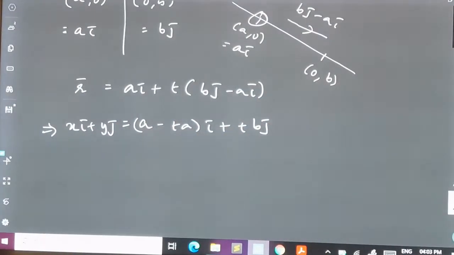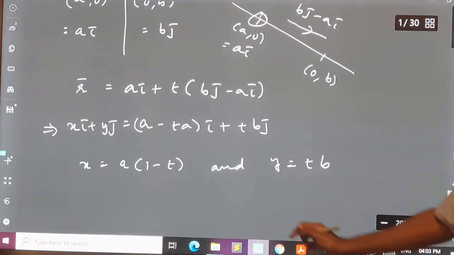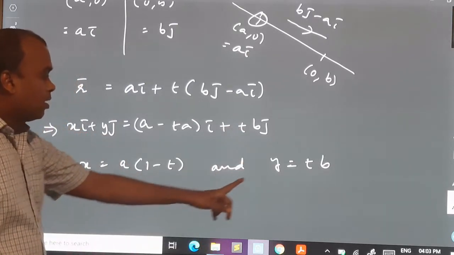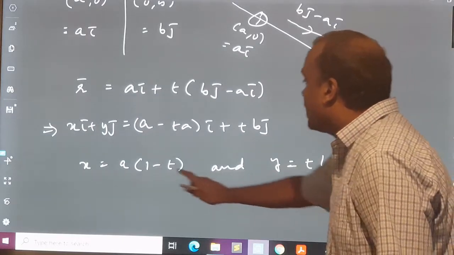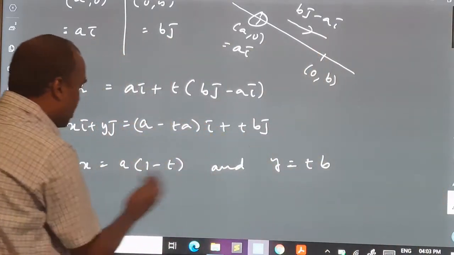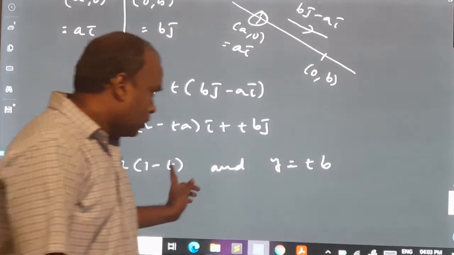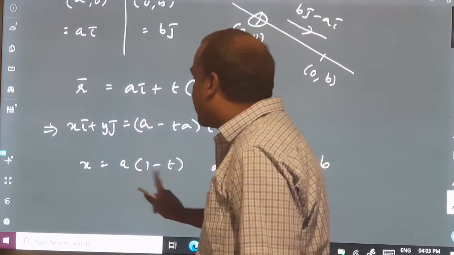So I will have x is equal to a minus t a, that is a into (1 minus t), that is x, and y is equal to t b. I just equated corresponding components. X is this and y is this. And if you keep giving different values to t, you keep getting different points (x, y), x coordinate, y coordinate on this line. Now if you don't want it like that, we simply eliminate this parameter t.